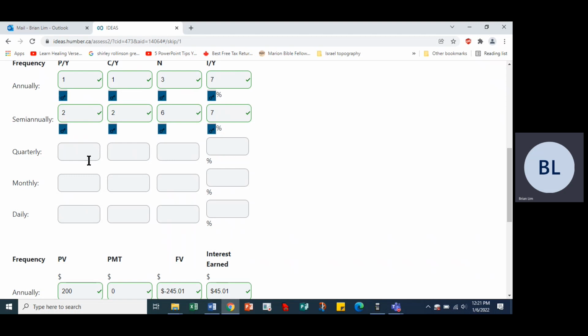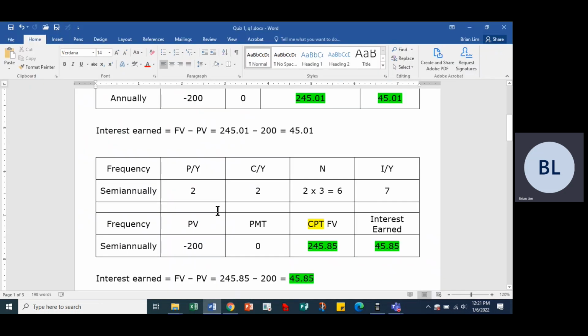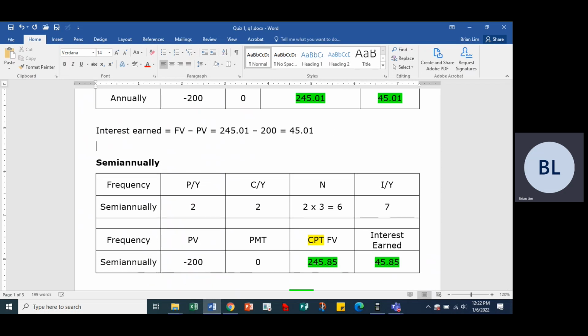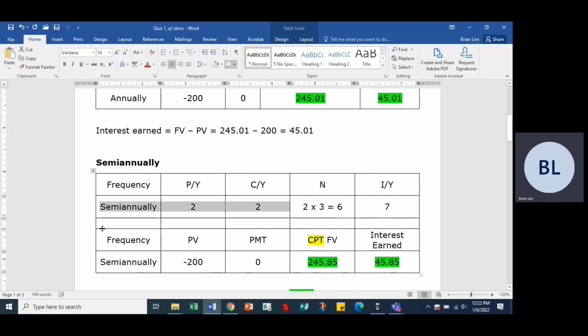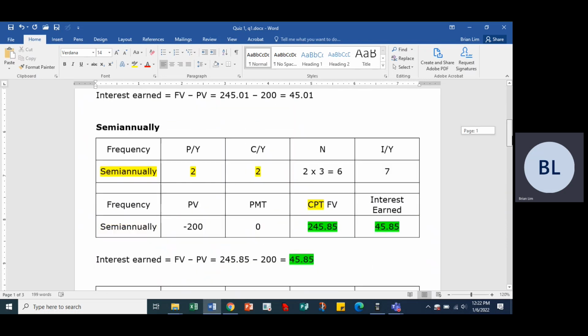All right, so we could fill in these boxes if we wish, but let's go back to see what we did before. Okay, so maybe we'll put in here semi-annually and maybe drop this down a little bit, and then we can highlight in here. All right, PY is equal to CY and it's equal to 2. I don't think the highlighting worked. Let's see. Okay, there we are. All right, good. So that was that. We did the annual. Annual was right up there. And then this was a semi-annual.